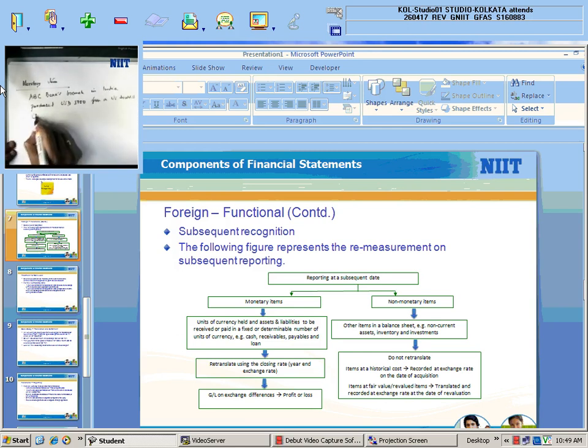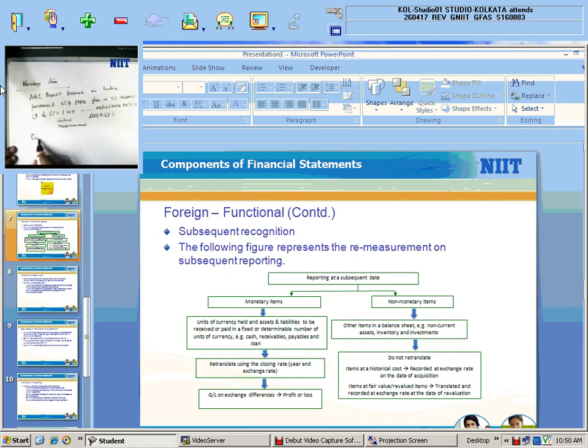So the rate was, let's say, rupees 65 equal to $1. So initial recognition will be 5,000 into 65. That is the initial recognition, the initial measurement of this asset. Let's say it happened on 29th March 2016.